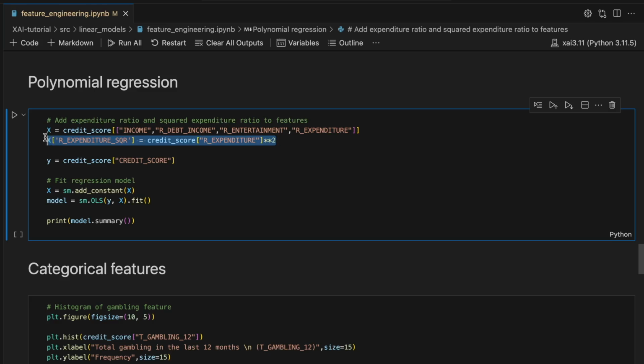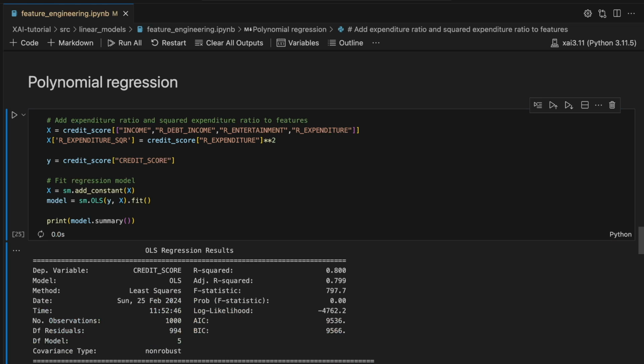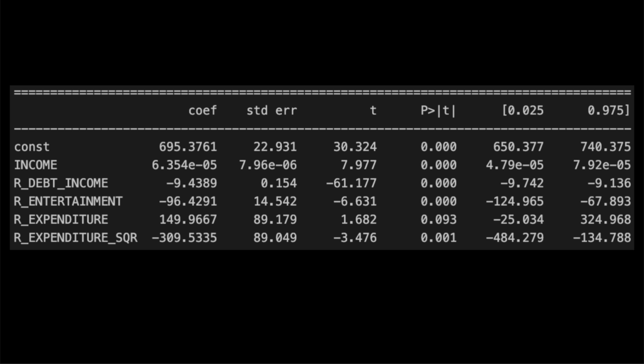To capture this nonlinear relationship, we need a new feature, R expenditure square. We add this feature to our matrix, along with the original linear feature, and train a new model. The model summary tells us that the squared term is significant, and the coefficient tells us the direction of the parabola. It opens downwards, which matches the relationship we described. You may also have noticed that the original feature is not significant. We'll come back to this later.